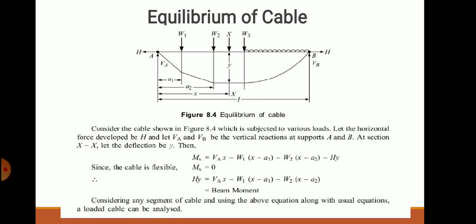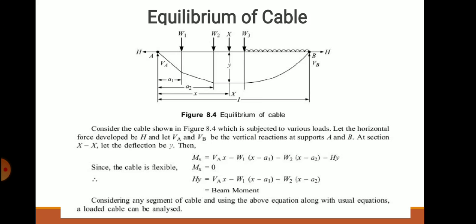At point X, what are the forces coming out? VA into the horizontal distance x, then W1 into x minus A1, W2 into x minus A2. There is a horizontal force H, and let the vertical distance be y, so H into y. For the cable to be in equilibrium, the moment about x should be 0. Since the cable is flexible in nature, to establish equilibrium the moment at x should be equal to 0. Equating to 0, the horizontal force term Hy is equal to VA into x minus W1 into x minus A1 minus W2 into x minus A2.